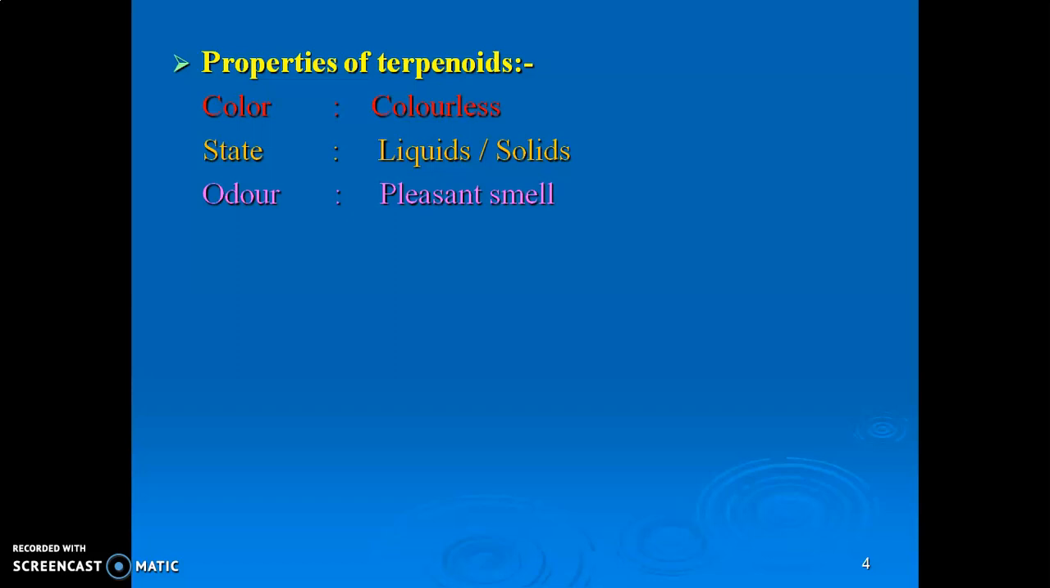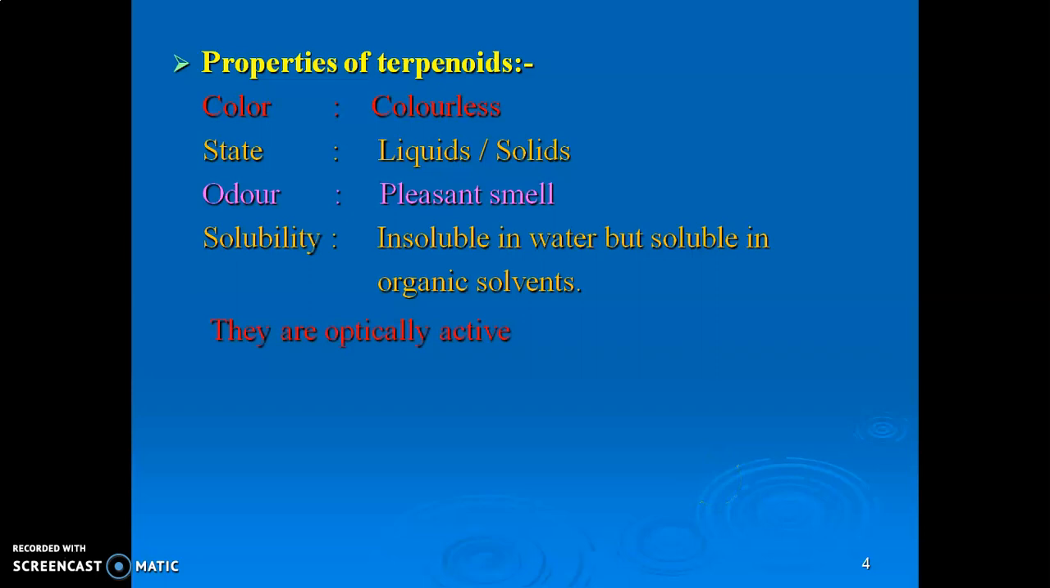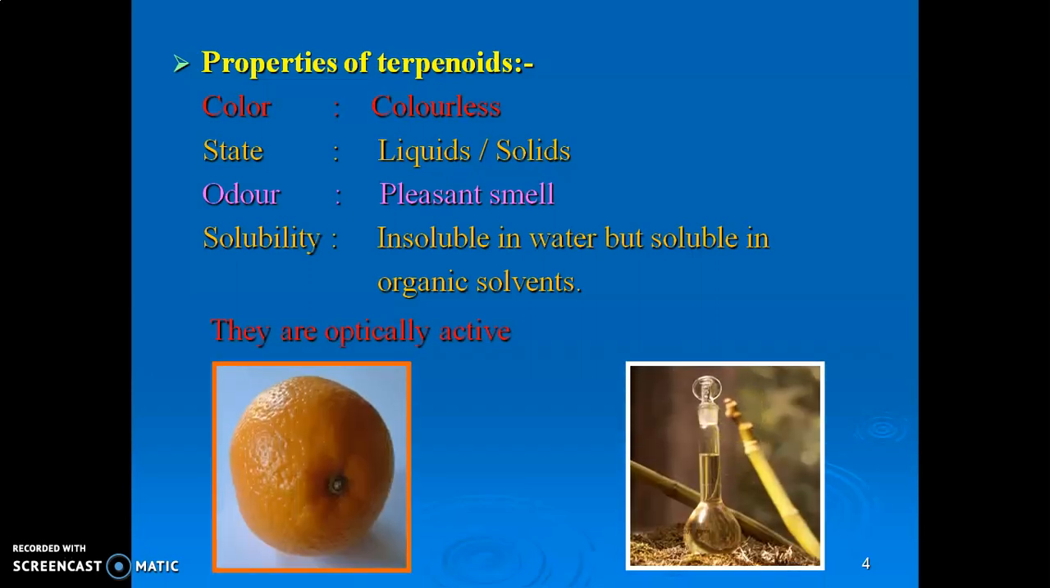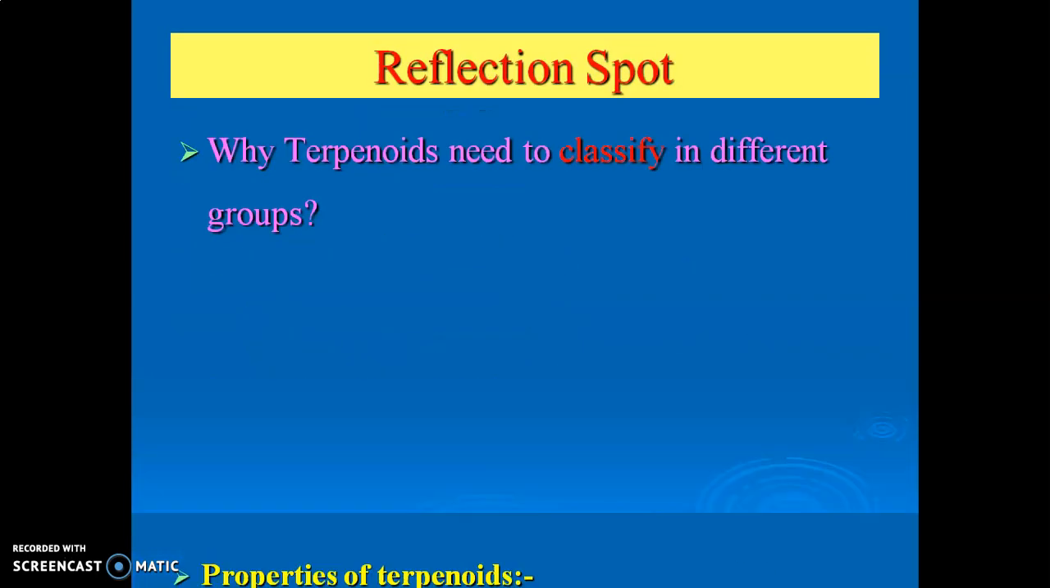Then, what are the different properties of the terpenoids? These terpenoids are colorless compounds which are available in solid as well as liquid state. They have a very pleasant smell. They are insoluble in water but practically soluble in organic solvents such as petroleum ether, chloroform, etc. They are optically active compounds which rotate plane polarized light to the right side as well as left side.